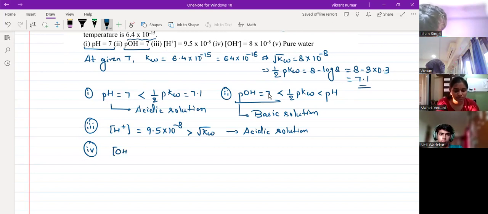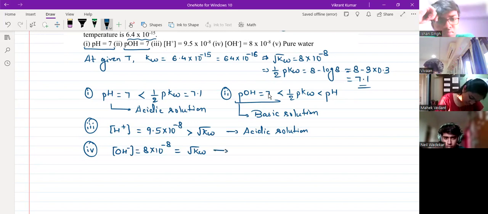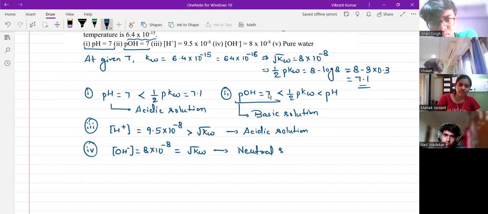If I'm getting OH minus, which is 8 into 10 raised to minus 8, it is exactly the same as root Kw. And that's why in this case, we'll say this is a neutral solution.